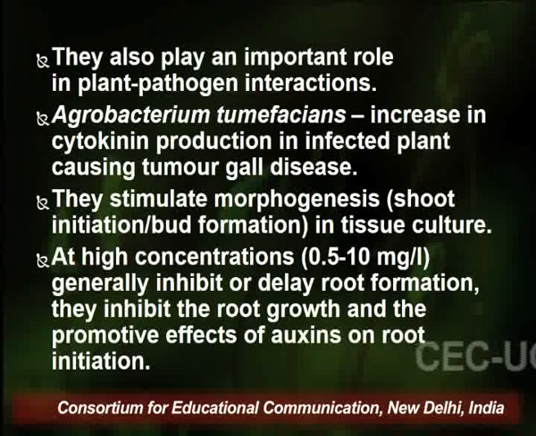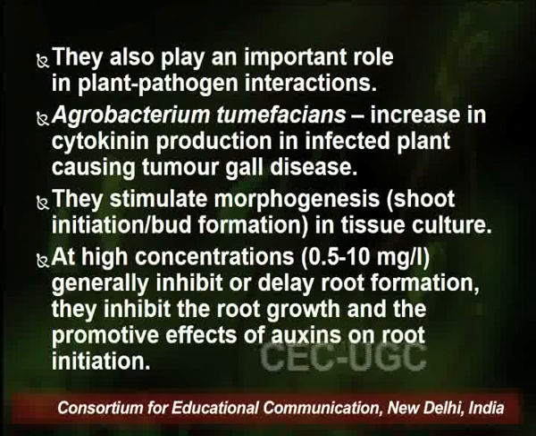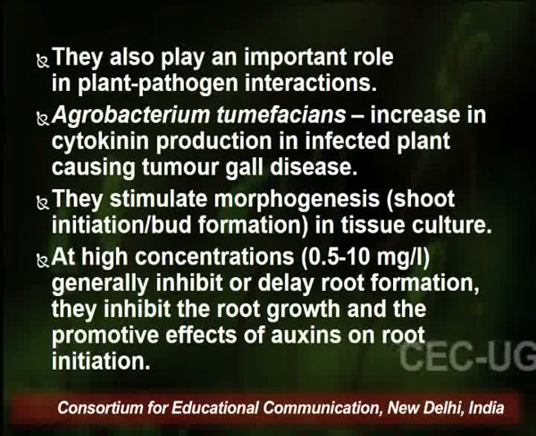And this plasmid has a tumor inducing DNA domain. Now, this Ti DNA contains certain genes which are responsible for increasing the production of cytokinin in the infected plant. And once the cytokinin production is increased in the infected plant, there is uncontrolled cell division that leads to the tumor gall disease of the plant. So this is just one example of how cytokinin plays a role in plant pathogen interaction.